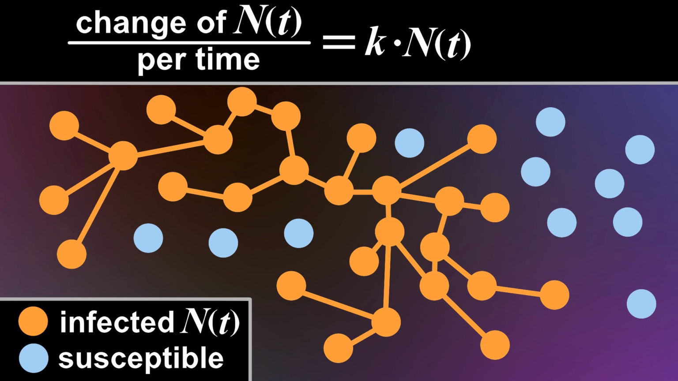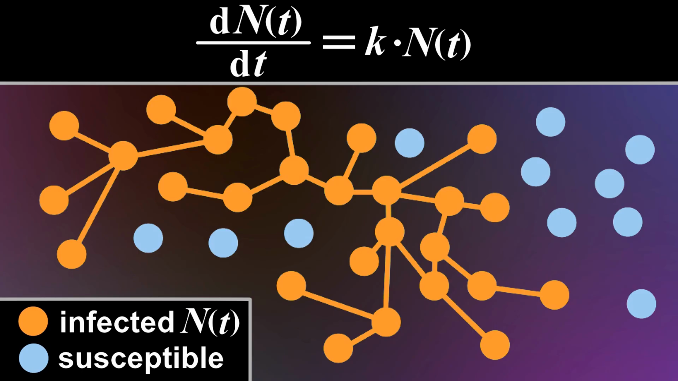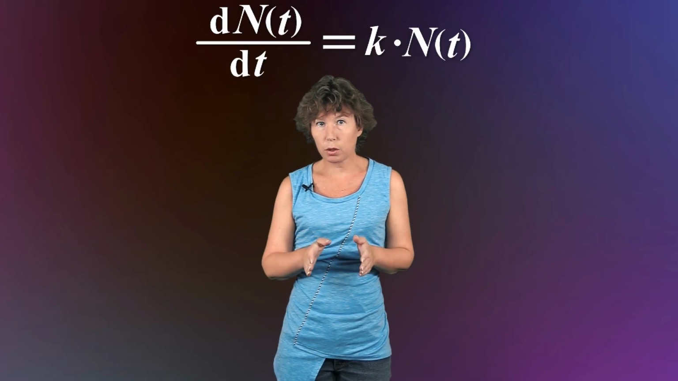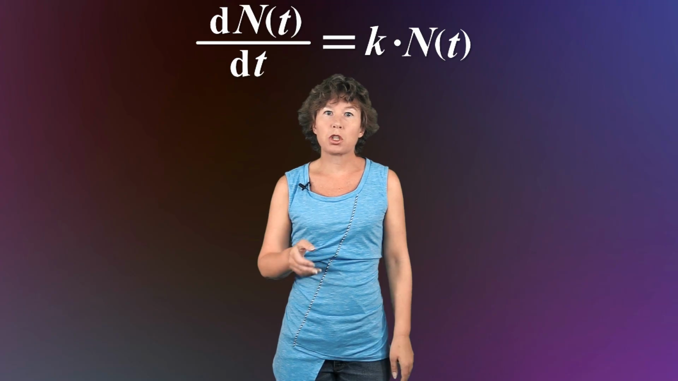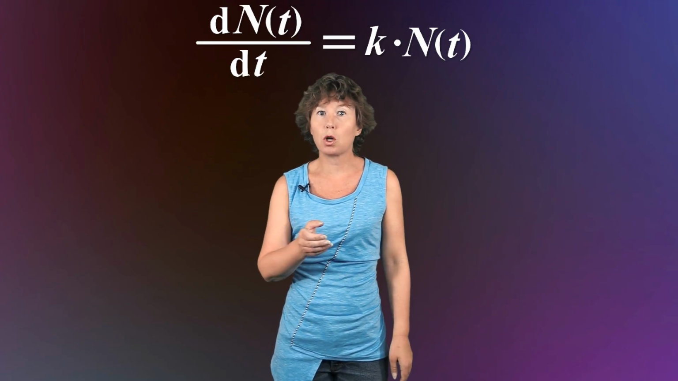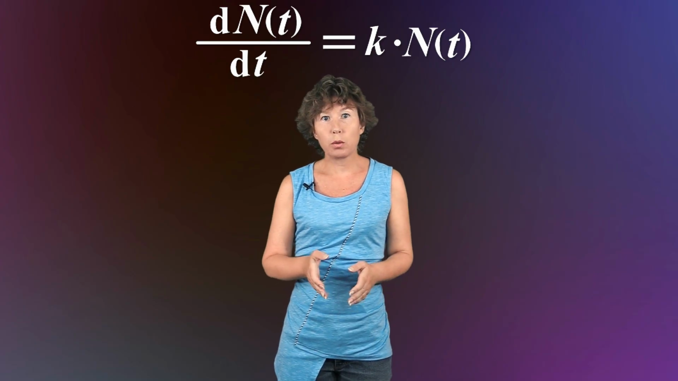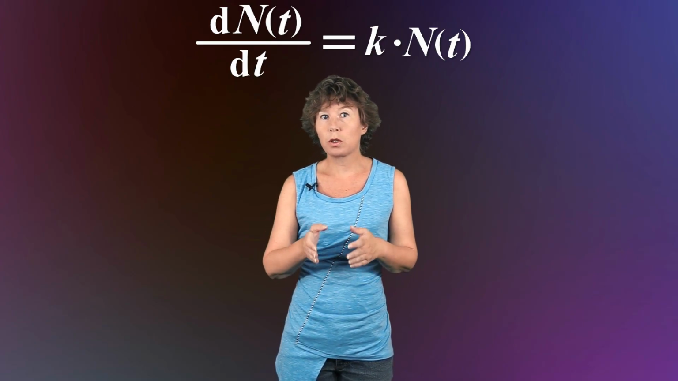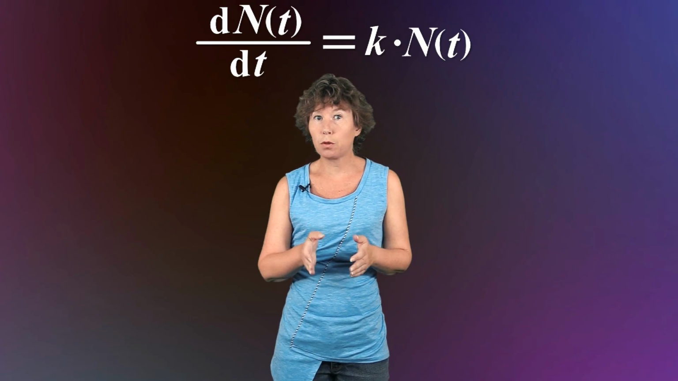Now, the change of a function per time is the derivative of the function with respect to time. So this gives you an equation which says that the derivative of the function is proportional to the function itself. And this is a differential equation. A differential equation is more generally an equation for an unknown function which contains derivatives of the function. So a differential equation must be solved not for a parameter, say x, but for a whole function.